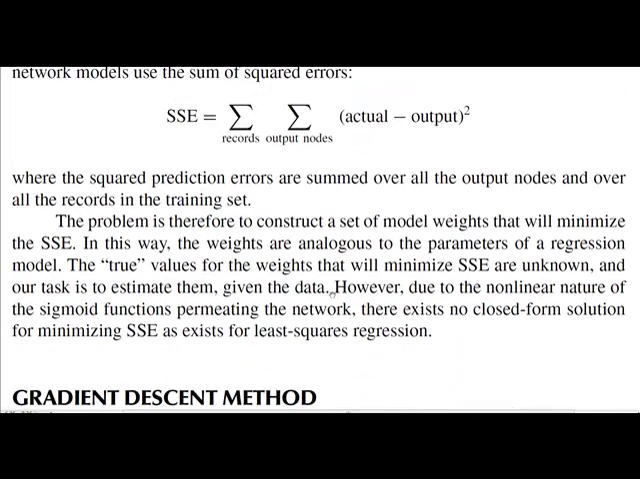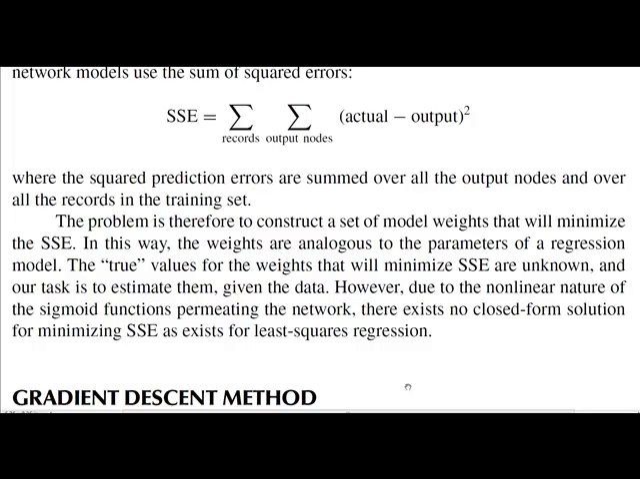The problem is therefore to construct a set of model weights that will minimize the SSE. This way, the weights are analogous to the parameters of a regression model. The true values for the weights that will minimize the SSE are unknown. We say that in statistics, the true weights are unknown because we only have a set of data, a subset of all possible data. So we can't get the total data set, so we can't get the true weights, the actual weights, because the actual weights mean for all possible data, but we only have a subset. And our task is to estimate them given the data.